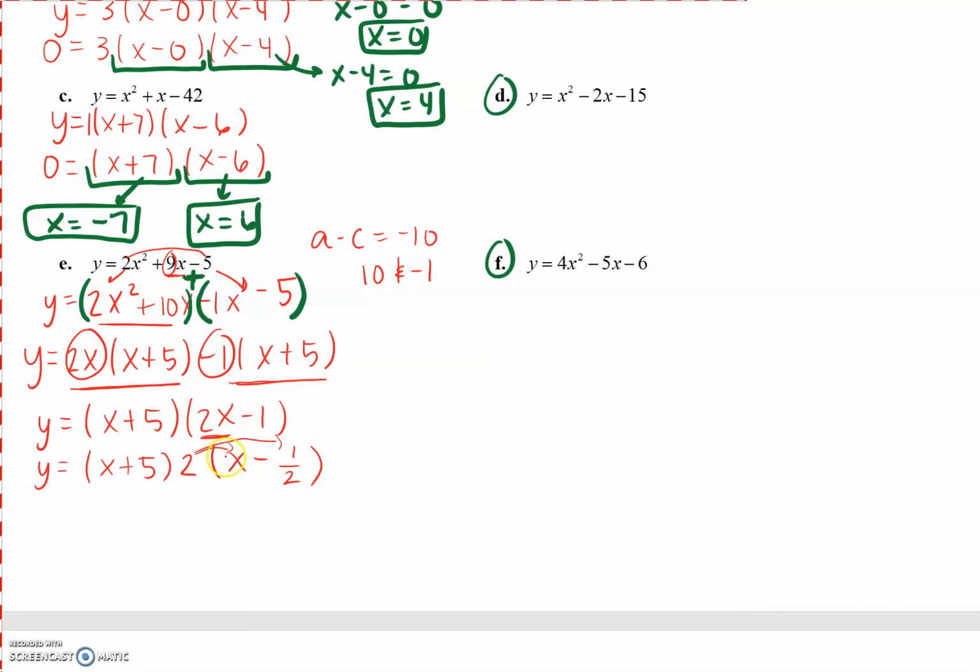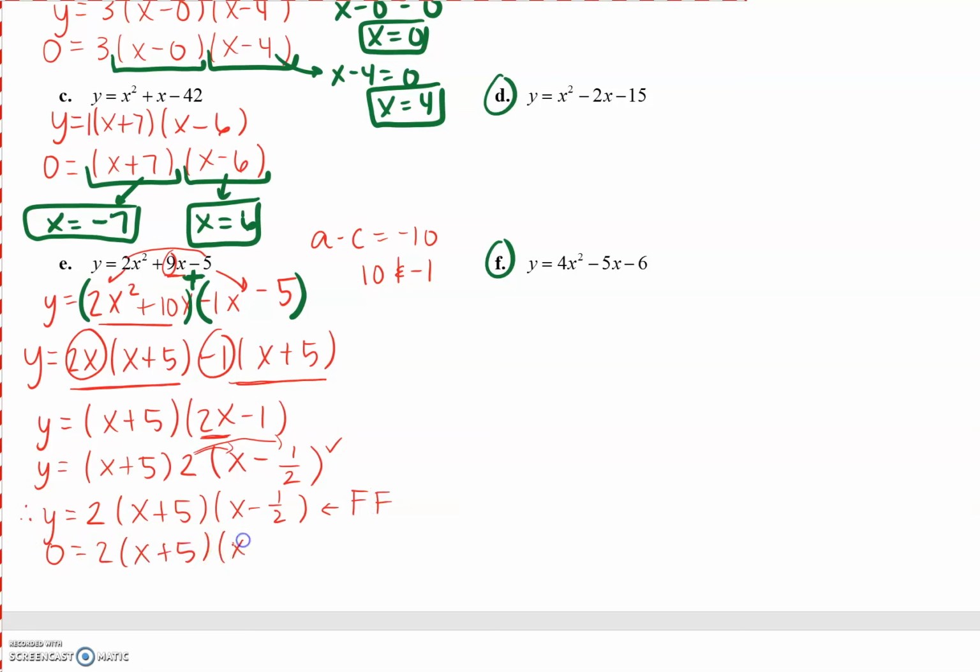I would get 2x minus 1. So yeah, I did it right. So factored form, I like to put the 2 in front, x plus 5, x minus a half. There I am in factored form. Now I'm ready to set y equal to 0.